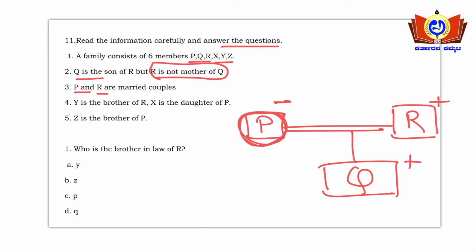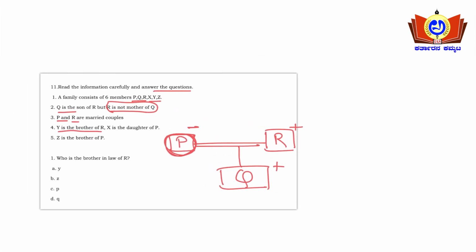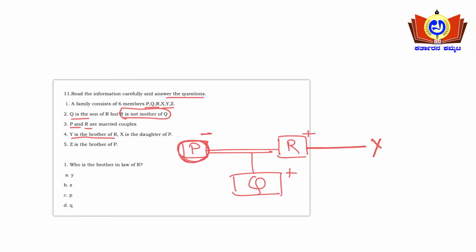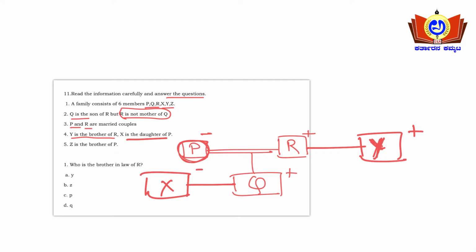Y is the brother of R here, so Y I'll be writing here, and brother of R means a positive sign, male here. X is the daughter of P here, which means Q is having a sibling, and that is X here. X is the daughter, so X is female here, and this will be round up here.